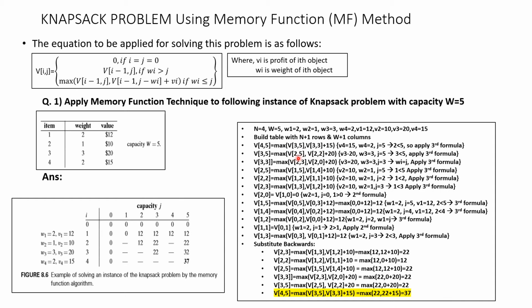For V3 comma 5 you will get an equation like this. In that we don't know what is V2 comma 5. So calculate that. V2 comma 2 we don't know. Calculate that. V2 comma 3 we don't know. Calculate that. V2 comma 0 we don't know. Calculate that. Again in V2 comma 5 you will get V1 comma 5, V1 comma 4. Right. So V1 comma 5 we don't know. Calculate that. V1 comma 4 you don't know. Calculate that. Then again in this we get V1 comma 2. Calculate that. V1 comma 1. Calculate that. V1 comma 3. Calculate that. Okay, V1 comma 2 is already over.